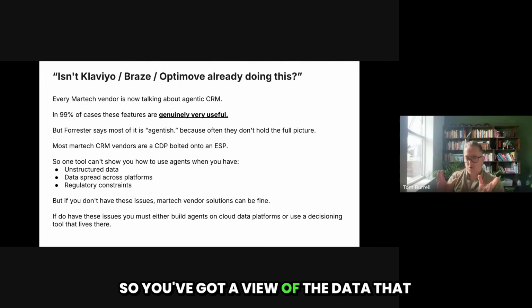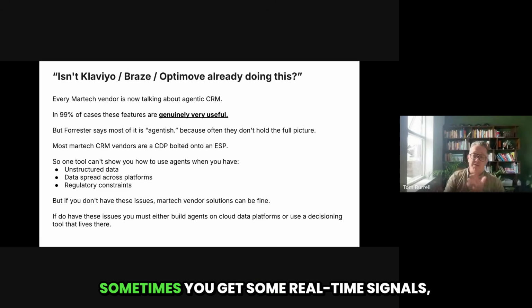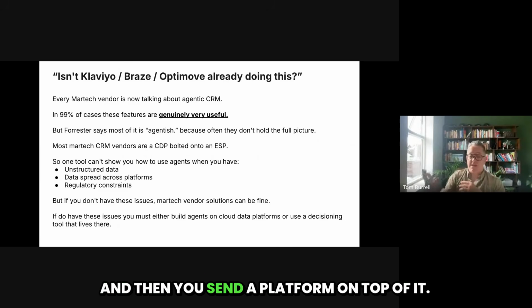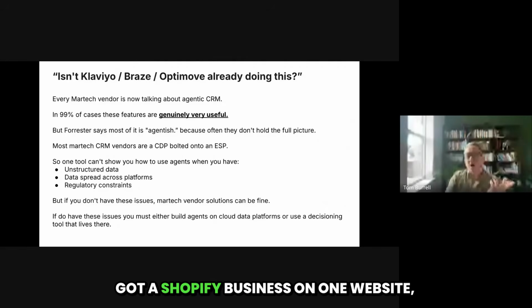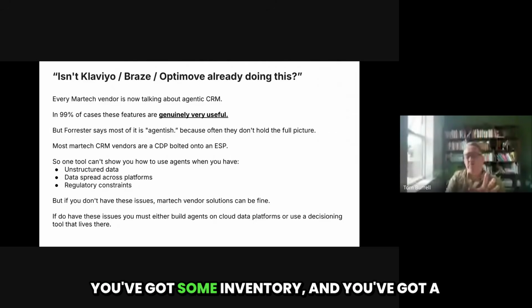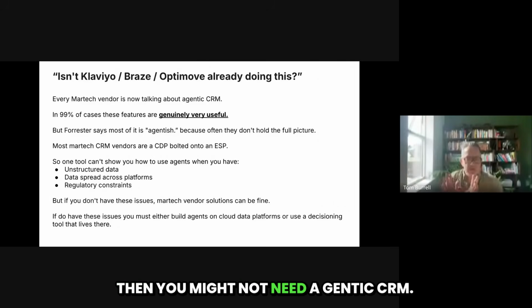So you've got a view of the data that exists on the cloud platform, quite often applied around 24-hour batch. Sometimes you get some real-time signals, and then you've got a send platform on top of it. So if you are a Klaviyo shop, if you've got a Shopify business on one website, you've got some inventory, and you've got Klaviyo, a really simple business, then you might not need agentic CRM.